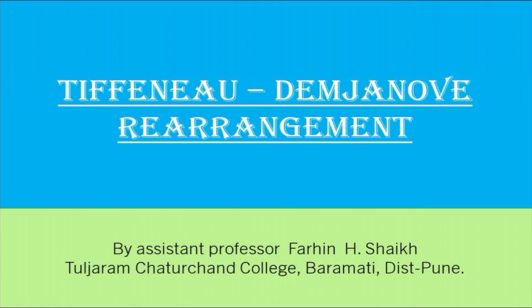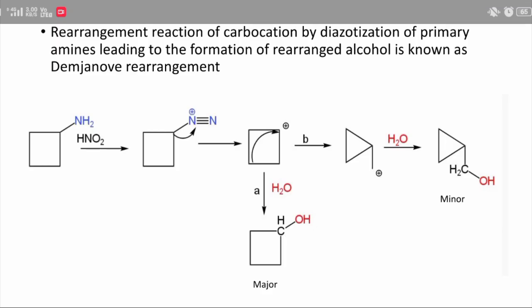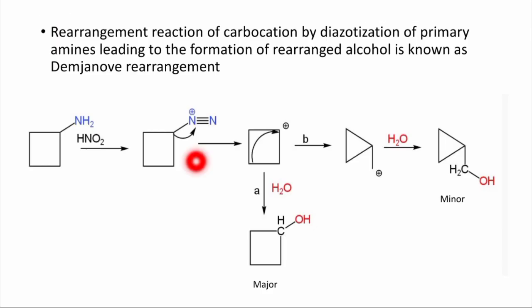Hello dear students. So we are going to learn the Tiffeneau-Demjanov rearrangement. The Tiffeneau-Demjanov rearrangement is a rearrangement of carbocation. It means in this rearrangement, the reaction intermediate is a carbocation, formed by diazotization of primary amines, leading to the formation of rearranged alcohol. Okay.